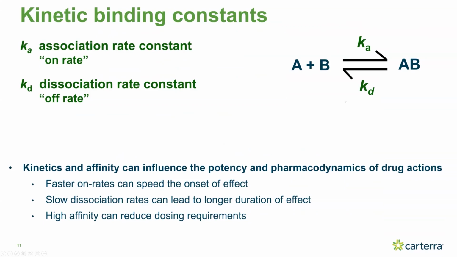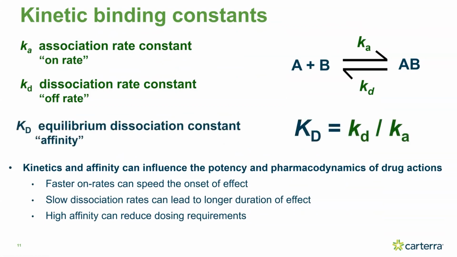And then the big K, big D, or the equilibrium dissociation constant, or affinity, is the dissociation constant divided by the on rate, or the association constant. So it's the ratio of those two parameters. Typically, when we're actually doing a global kinetic fit of data, we're not directly calculating the KD or extrapolating it from the off rate and the on rate parameters, which are actually in the model.